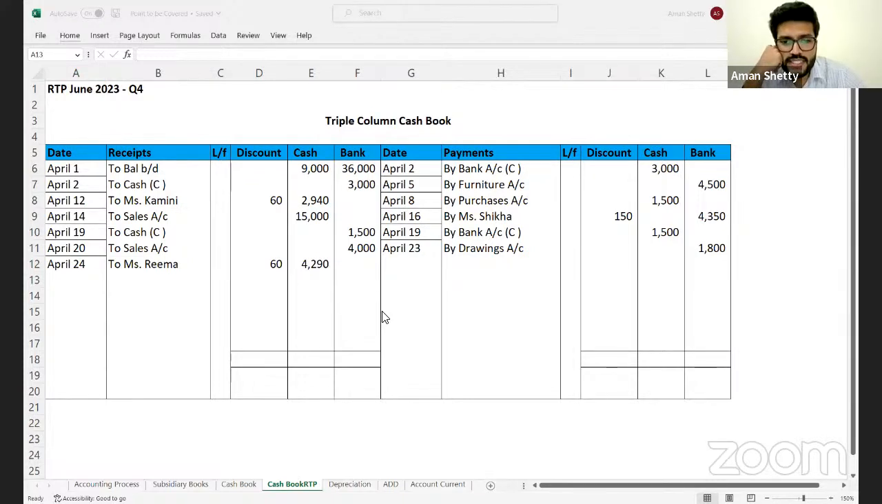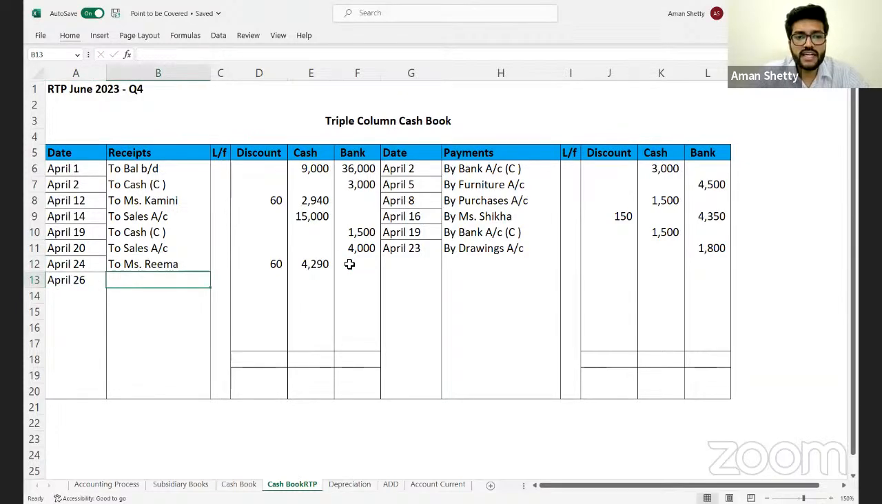26th April, deposited Miss Rima's check into bank. So now we will treat it as what? Contra entry, like a cash deposit. So to cash account, contra entry, in the bank column you will write down how much? Rupees 4,290. And here also, April 26th by bank account, in the cash column write down 4,290.